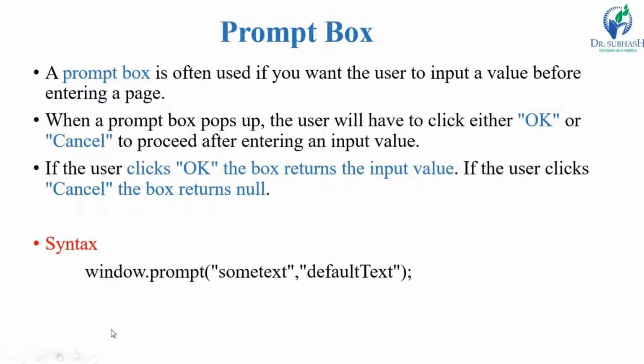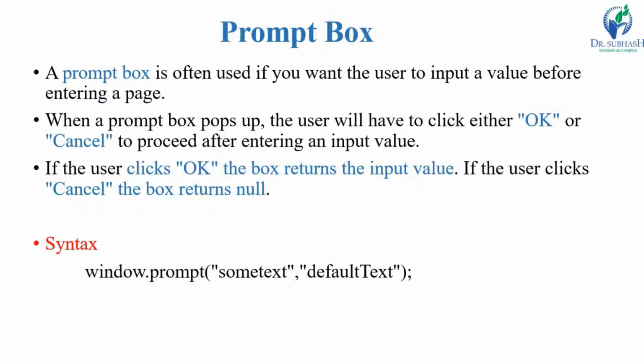Now this prompt method will have two arguments. First is your message that is going to be displayed, and second one is the default text that is going to be displayed in your text box.